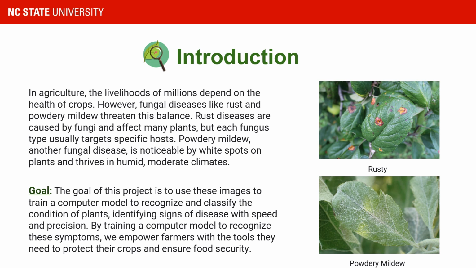In this project, we have developed a machine learning model that classifies plant diseases with remarkable accuracy. In agriculture, the health of crops is vital as it directly affects the livelihoods of millions. Fungal diseases like rust and powdery mildew pose significant threats. These diseases not only reduce crop yields but can also devastate entire agriculture sectors. So, our primary goal is to empower farmers by using this technology to quickly identify these diseases, allowing for timely intervention and treatment.